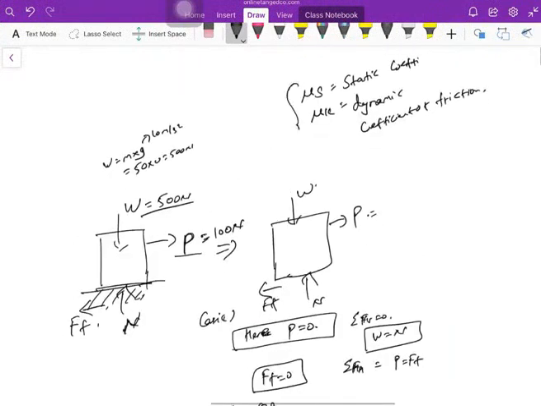Now I mentioned two kinds of coefficient of friction, right? When the block is stationary, you have to use the static coefficient of friction, mu s.